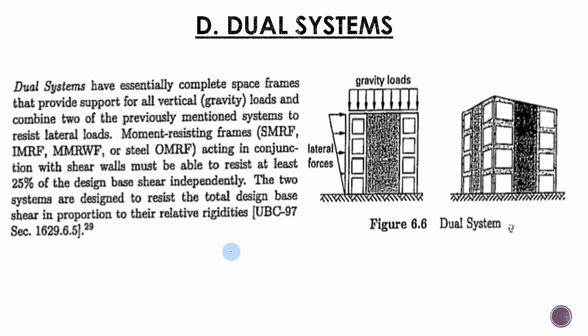Okay, so fourth, no, ika-upat, dual systems. Now, dual systems have essentially complete space frames that provide support for vertical gravity loads and combine two of the previously mentioned systems to resist lateral loads. So, moment resisting frame acting in conjunction with shear walls must be able to resist at least 25% of the design base shear independently. So the systems are designed to resist the total design base shear in proportion to the relative rigidities.